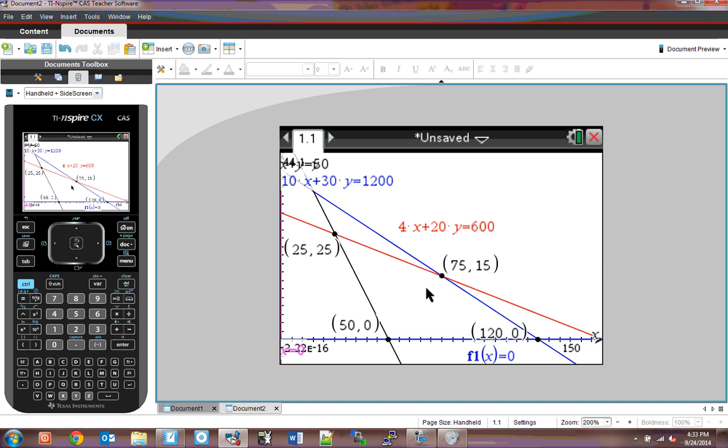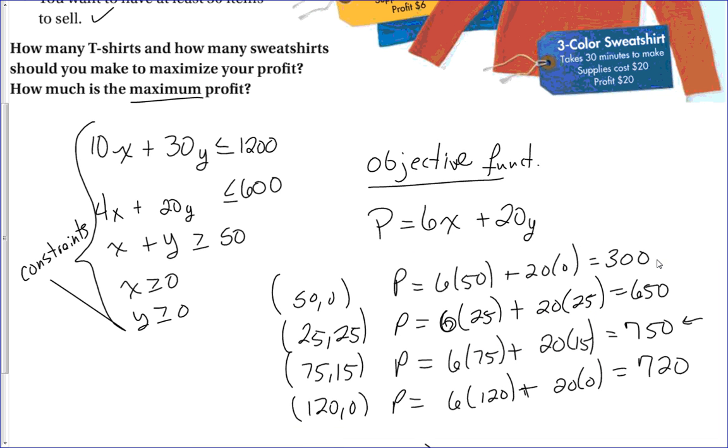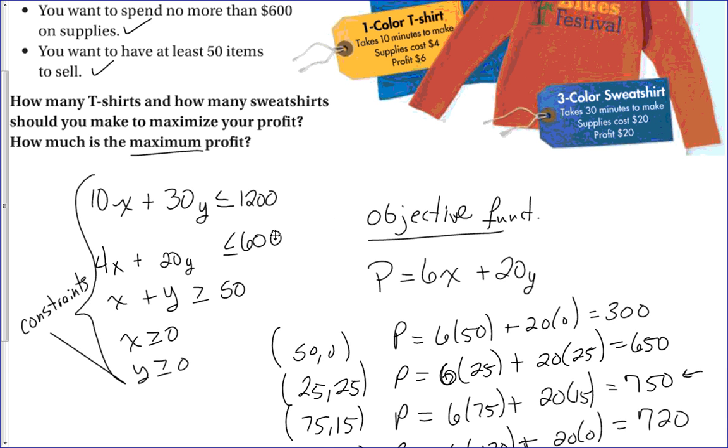But as you just saw, this point 75, 15 right here will give us our maximum amount of profit, which is what we wanted. All right, and if you notice, 300 is our smallest number, so selling 50 t-shirts and no sweatshirts will give us our smallest profit of only $300, which really doesn't make sense because if we spent $600 to make stuff, we don't want to only get $300 back.